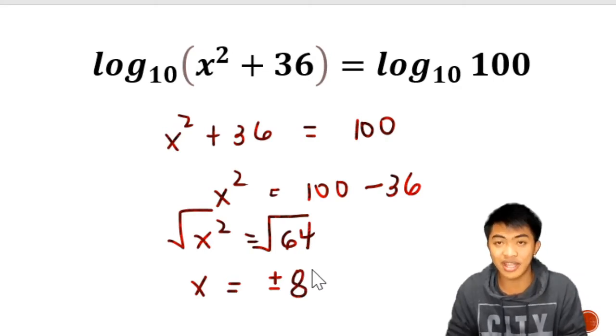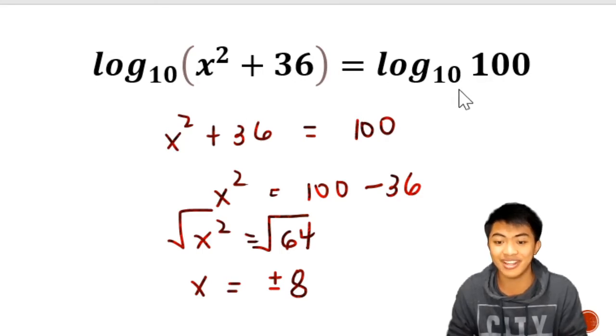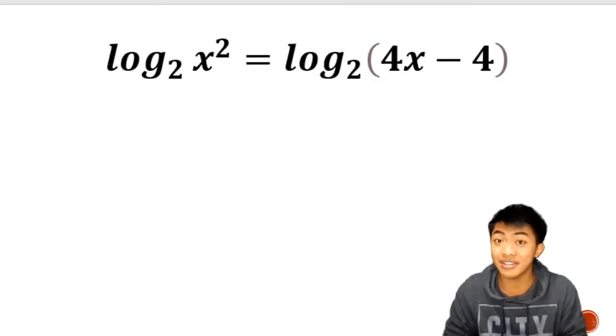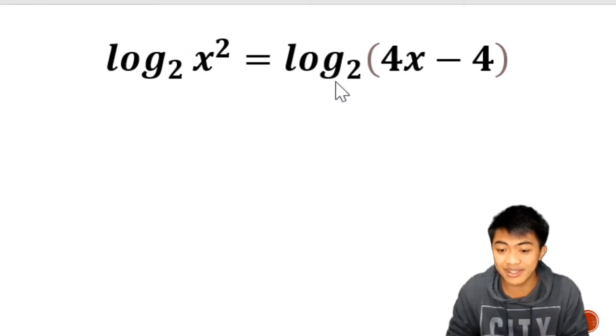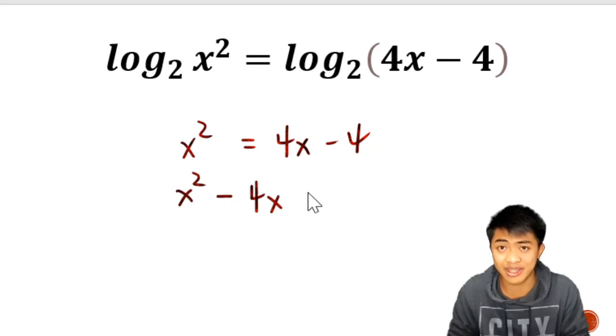Well, if you want to check your answer, you substitute these and input it in your calculator. Now let's have another example. So the bases are the same. We equate the arguments. X squared is equal to 4x minus 4. And I think to solve this logarithmic equation, we bring everyone to the left side.